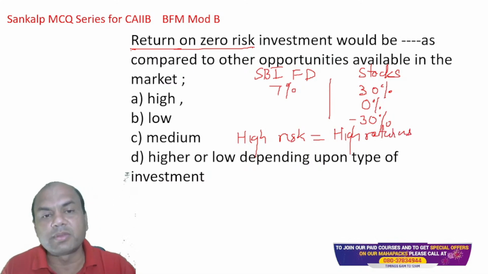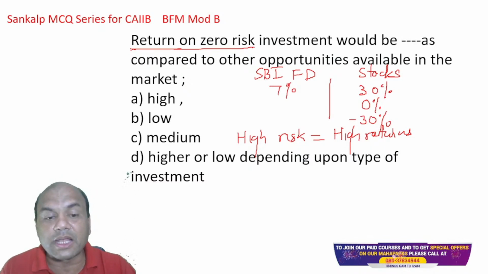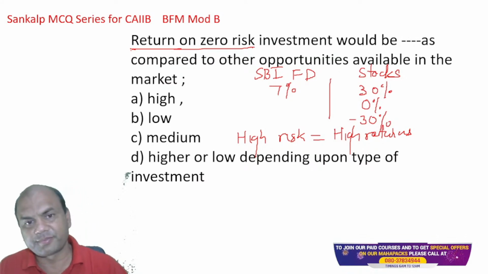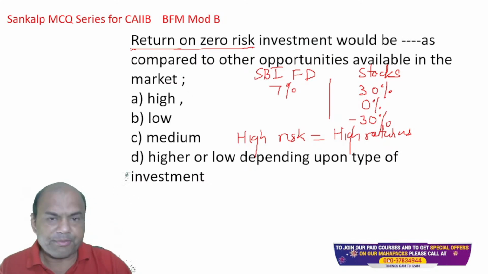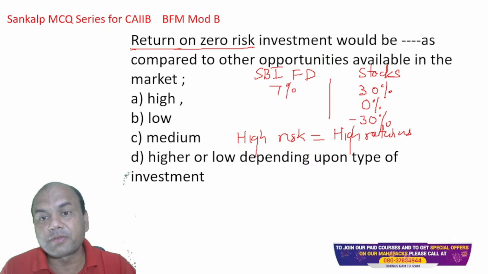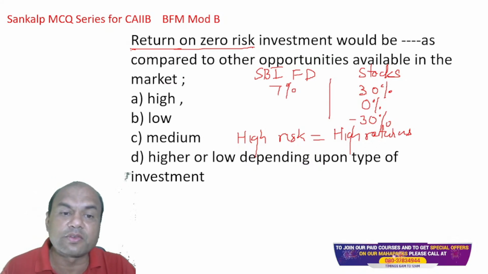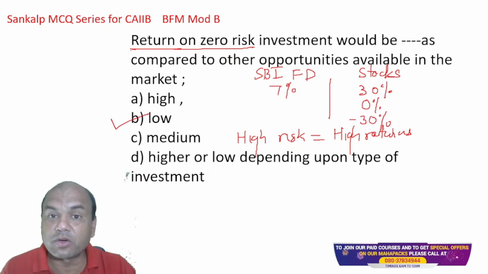So what will be the answer over here? Return on zero risk investment would be dash. High, low, medium, high or low depending on the type of the investment. Somebody is typing D. See here, if it is higher depending on the type of instrument, then it becomes the riskier element. We are talking of zero risk. Zero risk will always be low. Treasury bills, T-bills, are zero risk instruments.